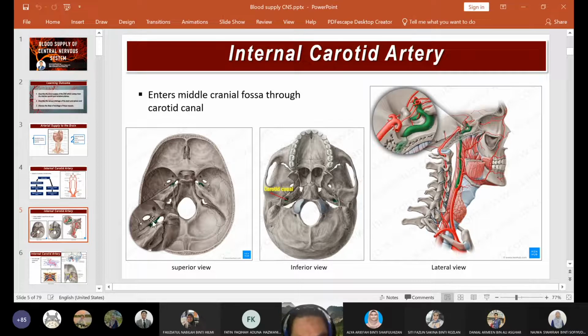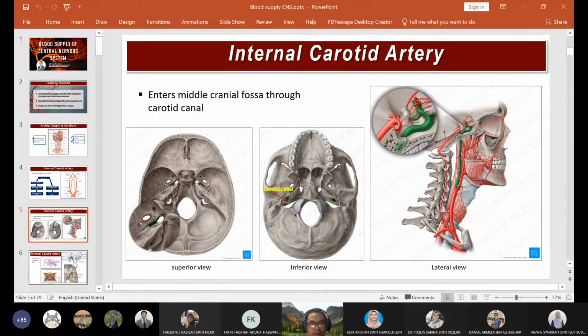And here is when you take off the cranium. This is from the superior view. Very pendek je sebabnya. The carotid canal is very short. So here is your carotid canal, kat sini. So whatever you see here is here lah. This is your carotid canal. Carotid canal senang je, internal carotid artery.